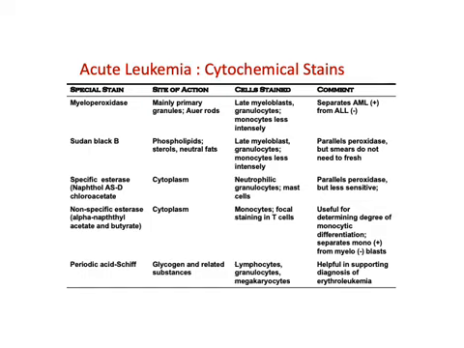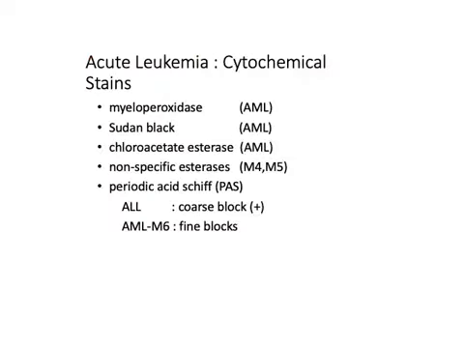Another method of distinguishing myeloblasts from lymphoblasts is the use of cytochemical stains, although this is now rarely used because of the advent of more accurate immunologic markers. Note that most of these cytochemical stains actually identify the acute myeloid leukemia. The most commonly employed are your myeloperoxidase, your Sudan black, and your chloroacetate esterase.